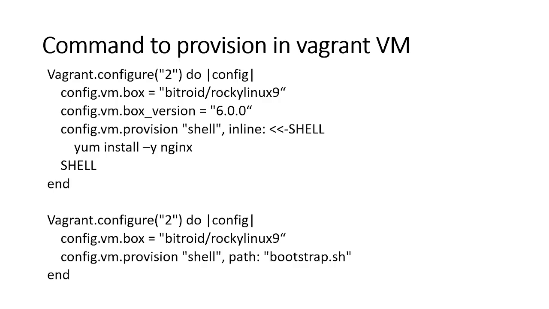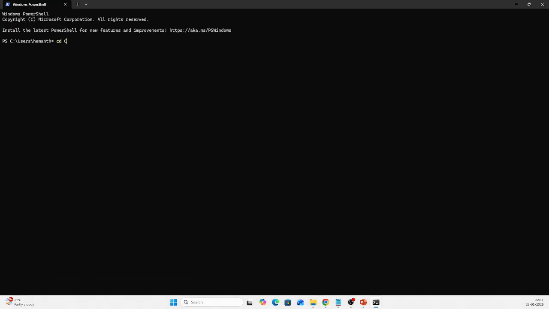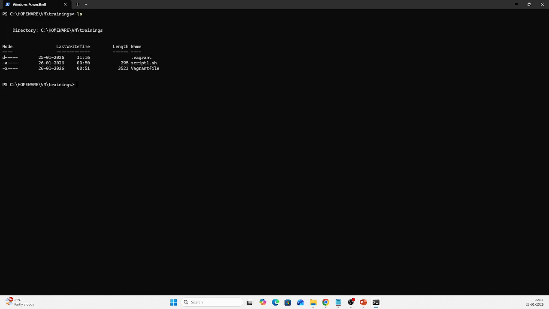Let me show you what the sample Vagrantfile looks like. This is the sample Vagrantfile format, and let me open the PowerShell terminal. This training one is stored in the VM trainings folder. Let's clear here. Earlier we created script1.sh and the Vagrantfile. I will open the Vagrantfile using Visual Studio Code.